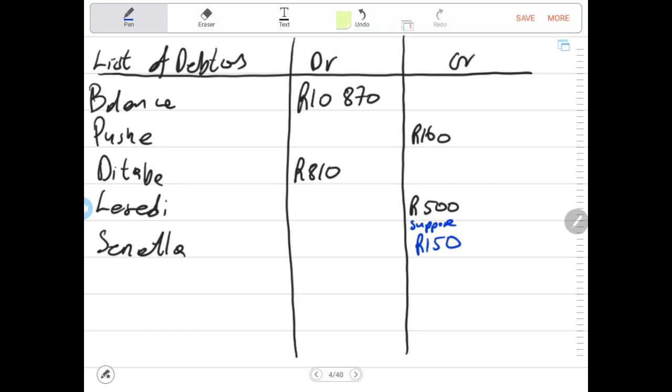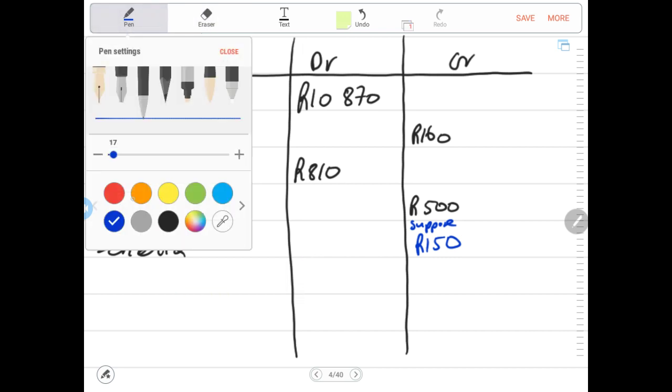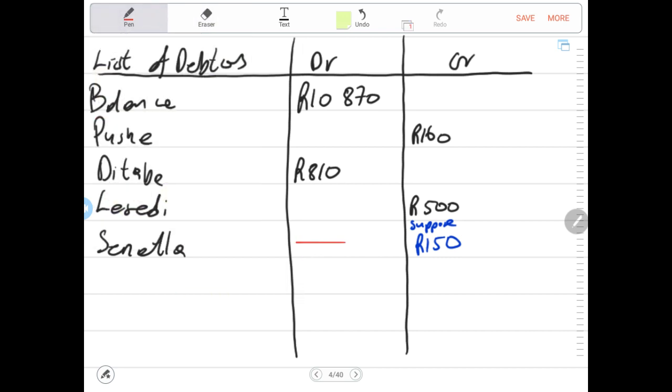But what did we actually do? We recorded it on the debit side. This is the red one, bear with my red color if it's not purely red. This is what we have done. So let me erase that credit side. We recorded on the debit side as if it's a sale, instead of recording it on the credit side, because it is a return.